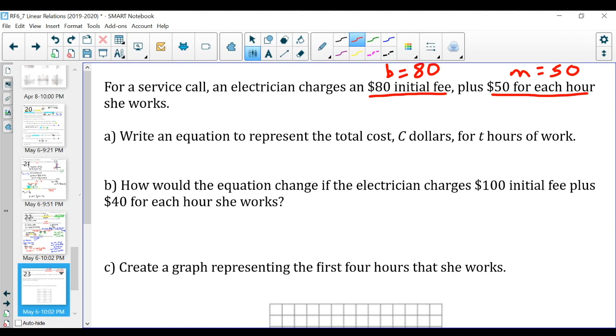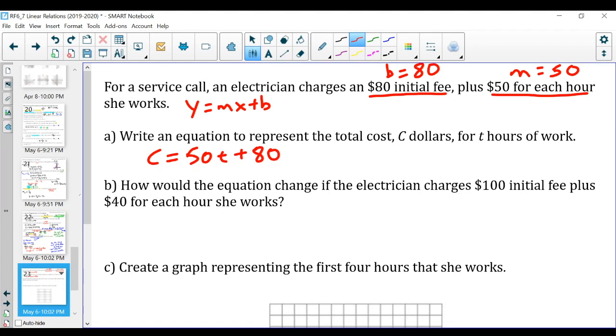So we're going to write an equation to represent the total cost for your hours of work. Using slope intercept form, y is equal to mx plus b, we can represent this using those variables c and t. So this would give us c is equal to 50t plus $80.